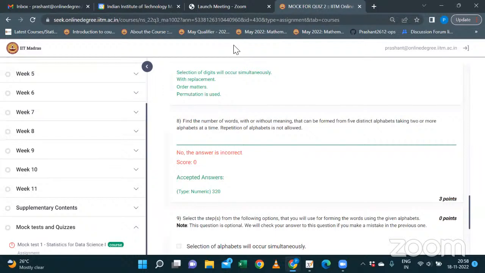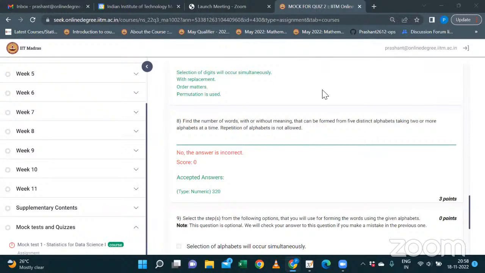Sir, in the 8th question, I want to tell one thing. I attempted it wrong, but I understood how it is to be done after going through the solution. My doubt is the question says find the number of words with or without meaning that can be formed from 5 distinct alphabets, taking 2 or more alphabets at a time. So what I did, I selected 5 alphabets out of 26, and then I got a very big answer. So that was wrong.